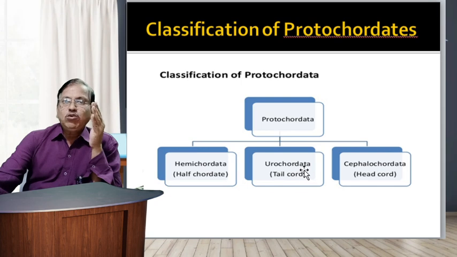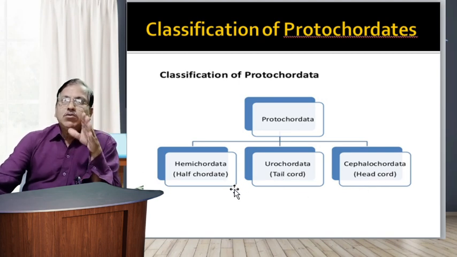Urochordata: Uro means tail, chordata means chord. The chord is present only in the tail region. Cephalochordata: cephala means head, chordata means chord. The notochord is present only in the head region. According to the position or presence of the notochord, these are the three groups of the Protochordata.